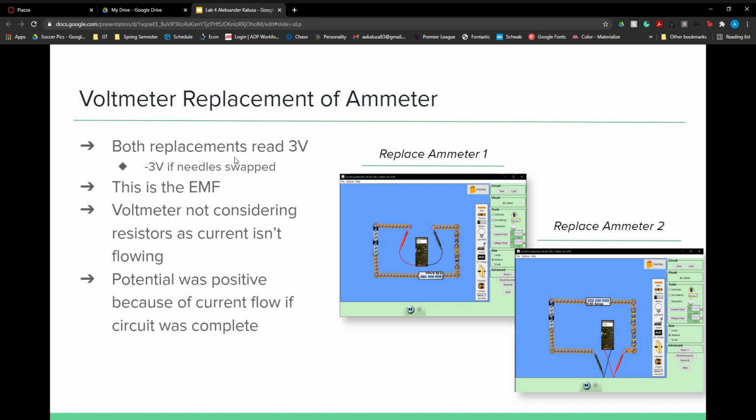Then when I replaced the voltmeter with the ammeter at the different parts of the circuit, both replacements read 3 volts when the proper wire placement was put, as you can see here. This is the EMF of the circuit, since the two batteries are 1.5 volts each, adding up to 3 volts. The voltmeter isn't considering the resistors currently because there is no current flowing through the circuit, and the potential was positive because of the current flow in terms of how the wires were adjusted if the circuit were to be complete. And you can see the two different situations here on the right.